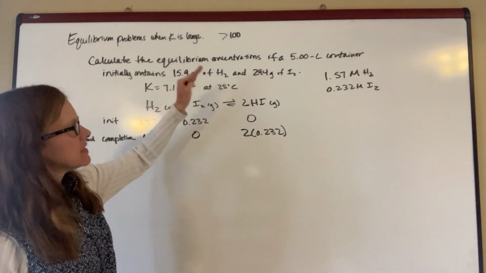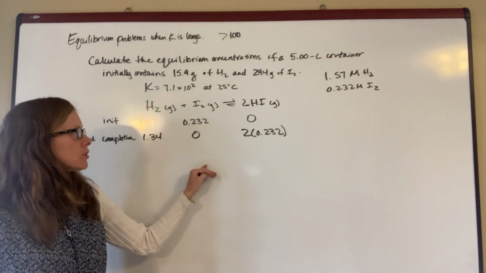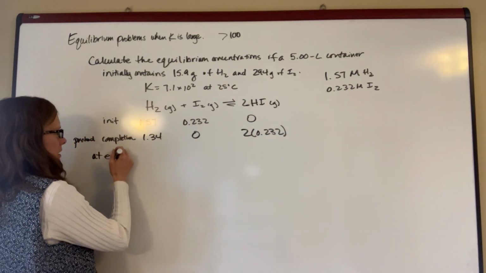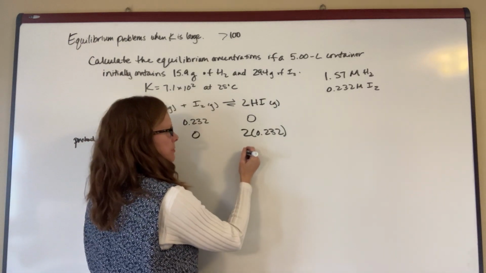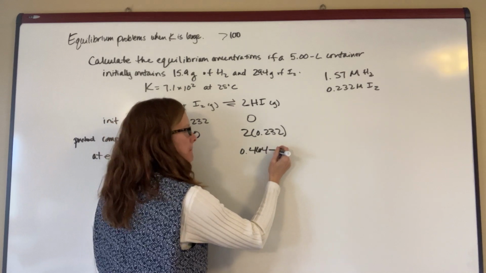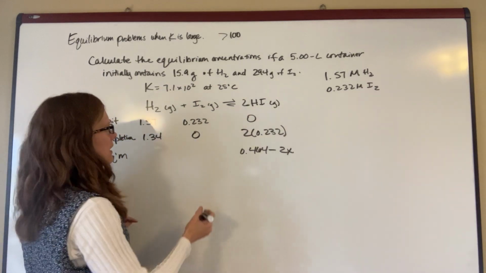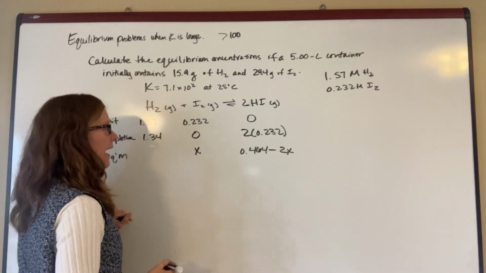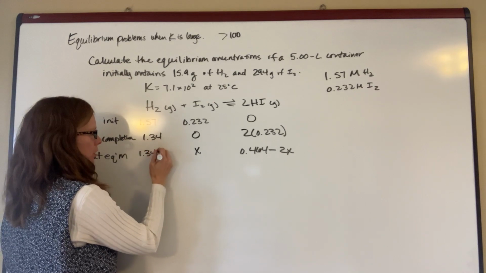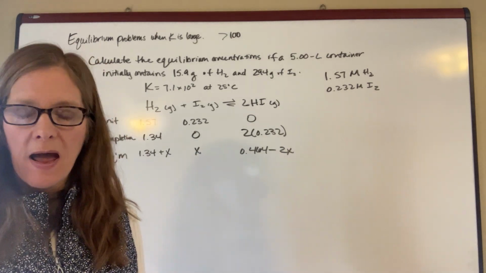But because it is equilibrium, part of it is going to reestablish equilibrium. It's going to kind of bounce backwards a little bit, but most of it's over here on this side. So at equilibrium, this is going to be 0.464. I went ahead and multiplied that out, minus 2x, because I got a 2 in front of that. Okay, this is going to be x, and this is going to be 1.34 plus x. Okay? All right, so that's what I'm going to have.